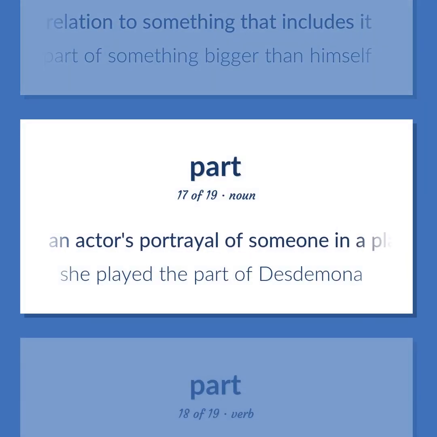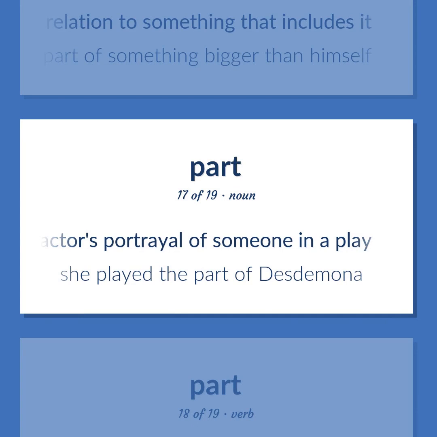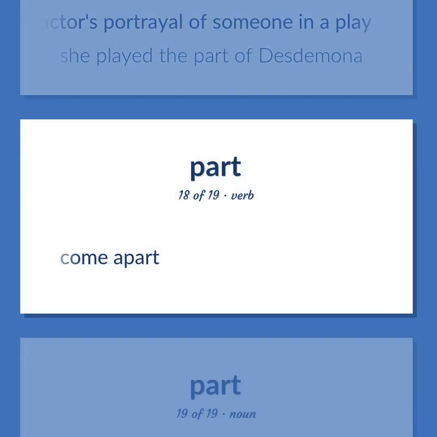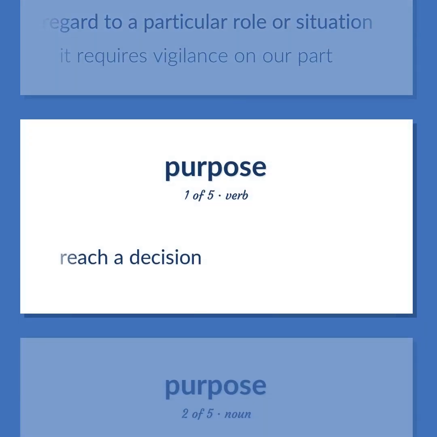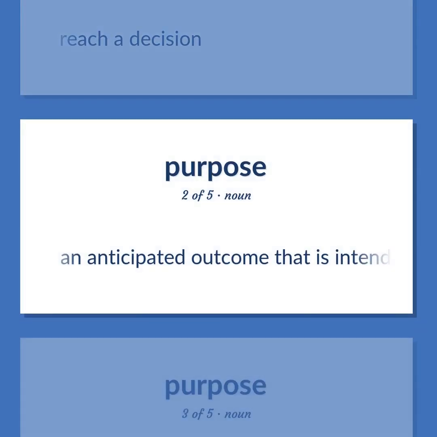An actor's portrayal of someone in a play. She played the part of Desdemona. Come apart. That which concerns a person with regard to a particular role or situation. It requires vigilance on our part. Reach a decision. An anticipated outcome that is intended or that guides your planned actions.